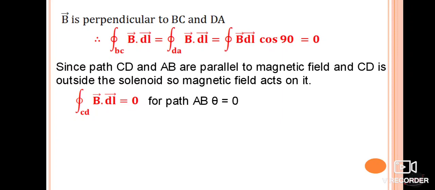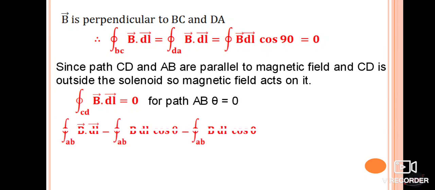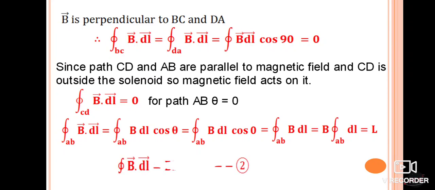Only the magnetic field will be acting for the path AB. Therefore, for path AB, theta is equal to 0. So the line integral B dot dl for the AB term is equal to B dl cos theta. Since dl is parallel, theta is equal to 0, so we get B dl, and B is constant everywhere. Only the line integral is applicable for dl. So all these dl terms, when we integrate over AB, give capital L. Therefore, the line integral B dot dl is equal to BL. So this is our second equation.